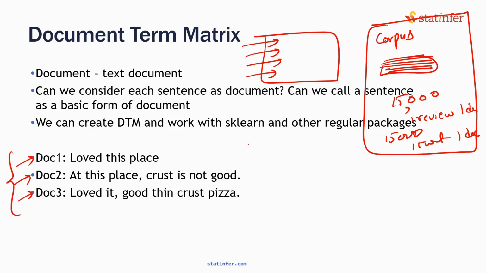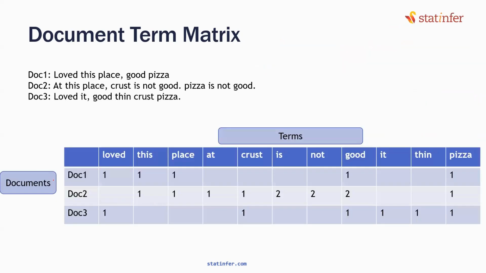So how do I convert these 3 documents into numbers? This is the way. In the document term matrix, the documents are the rows: document 1, document 2, document 3. Three rows are there. The terms are the columns, the unique words. What are the unique words? Love, this, place, at, crust, and so on. So you have the rows, which are documents, and the columns, which are the unique words.